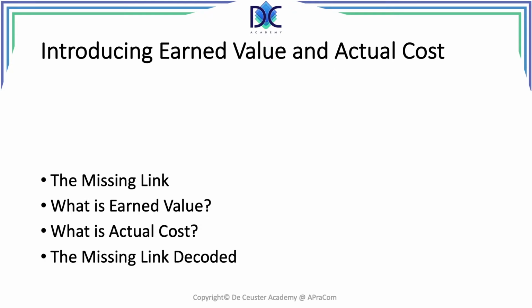What was missing when we were looking at the previous evaluations of the project? I will define earned value, actual cost, and then based on these two parameters, I will decode the missing link. I will tell you what this missing link is about. What did the people forget or didn't think about? What was their mistake and how can we resolve it?